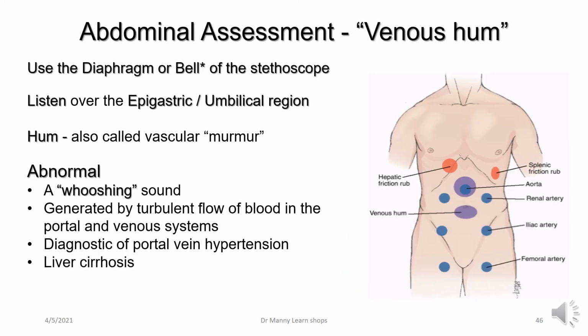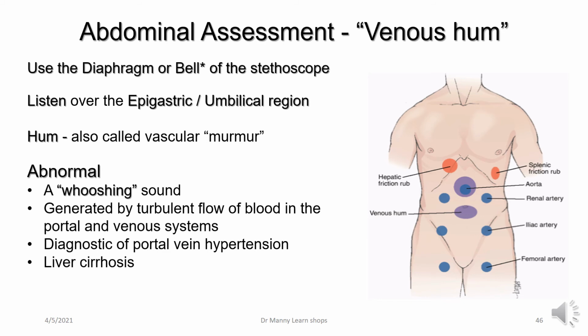Then you've got what is called a venous hum, and these are pretty rare. Sometimes you may hear them in pregnancy. But the presence of an abdominal venous hum, if it's abnormal, is virtually diagnostic of portal vein hypertension, which statistically is secondary to cirrhosis of the liver.